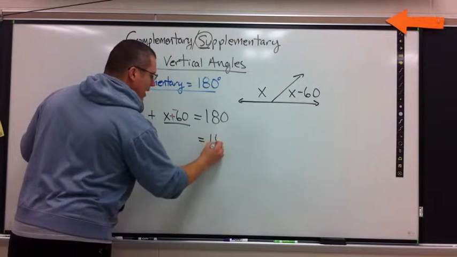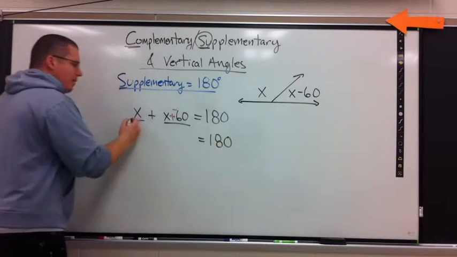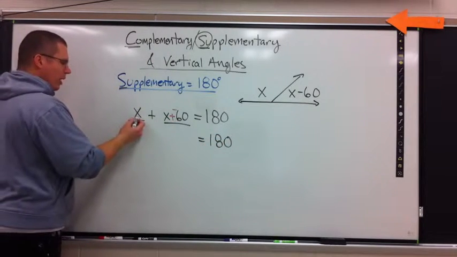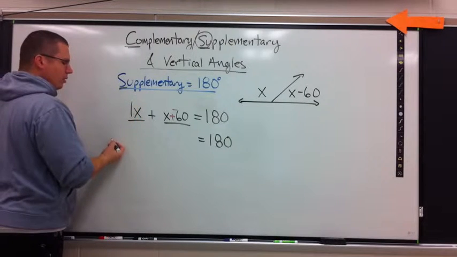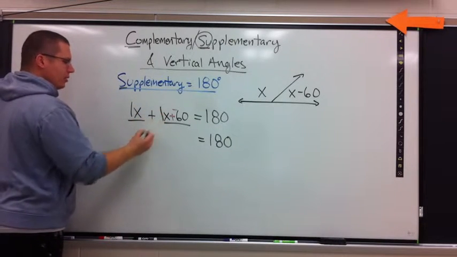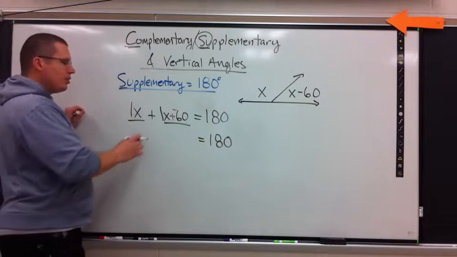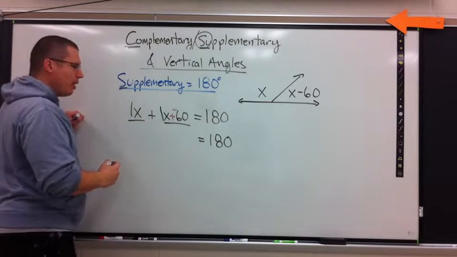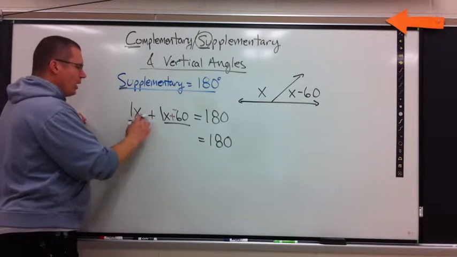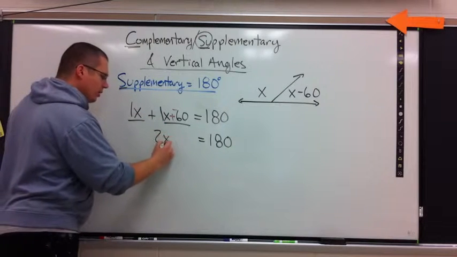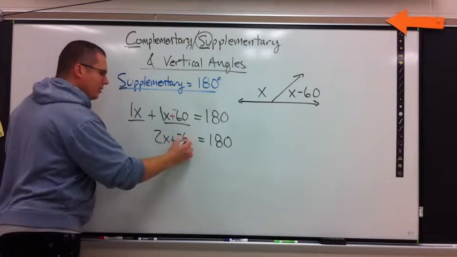So 180 on this side. Can I combine things on the left? The coefficient of x is... okay, again, this is coincidence that it's similar to the last problem. They're not all like this. 1x plus 1x is 2x plus negative 60.